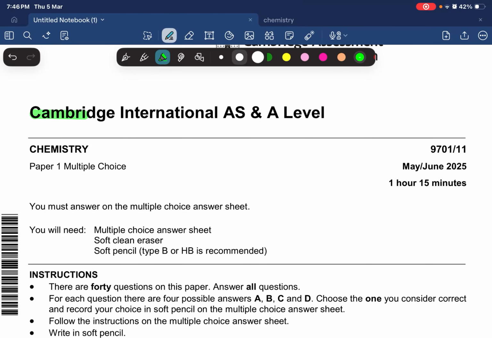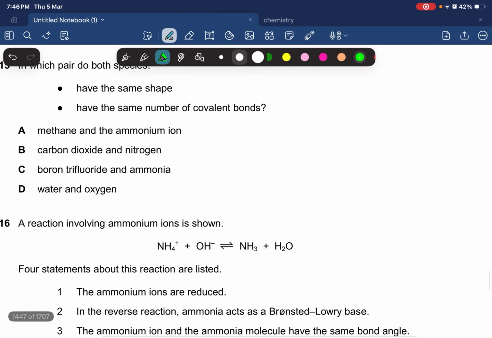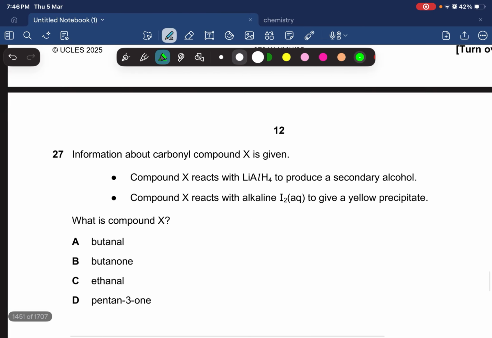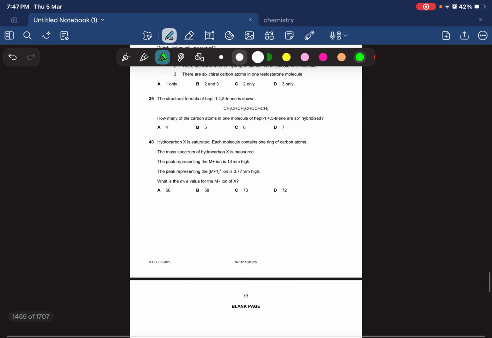Gonna be solving Cambridge International AS and A Levels Chemistry Paper 1 Multiple Choice May June 2025 Paper 11. So let's get going. We're gonna start this paper from the last question and then we're gonna go up, because I guess organic is a little more trickier. That's why we're gonna start with the last question.